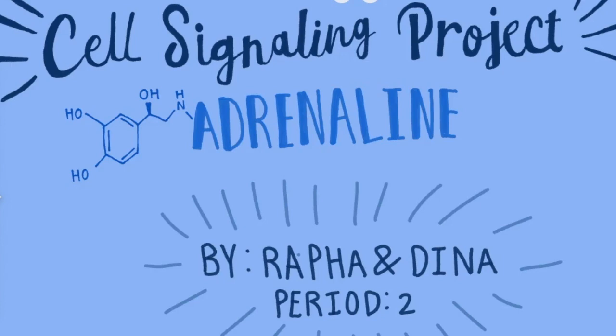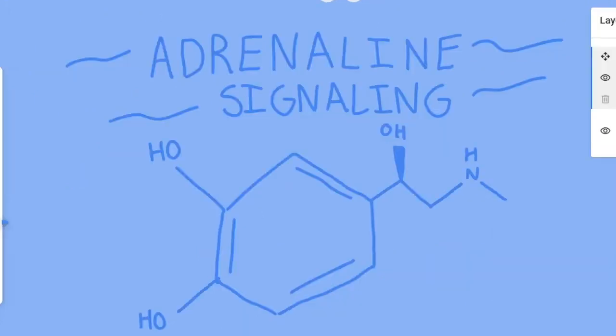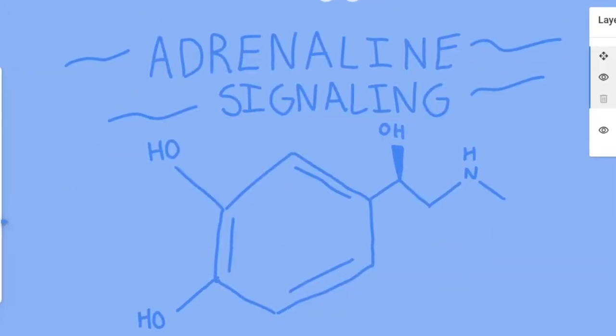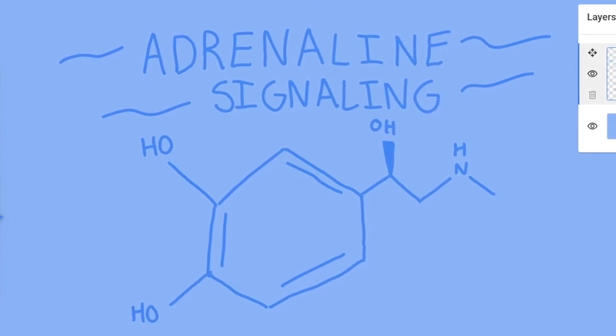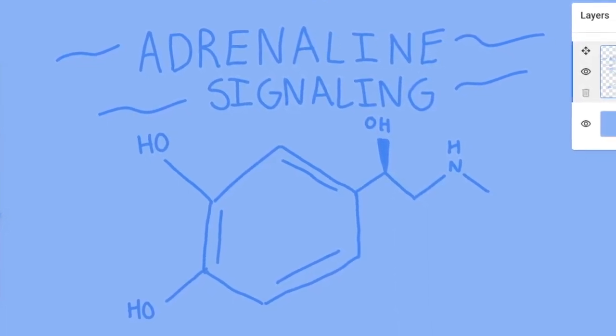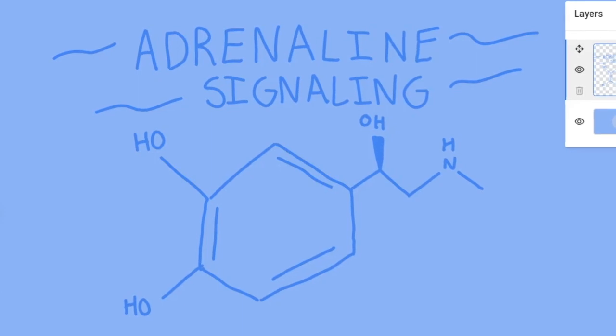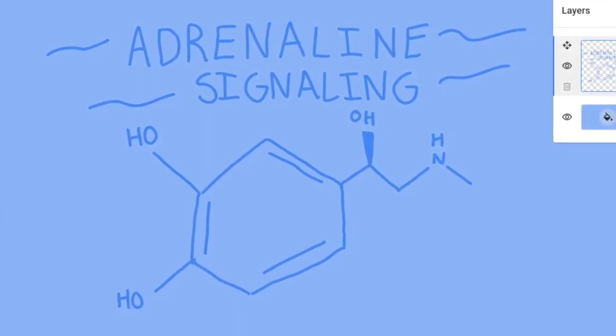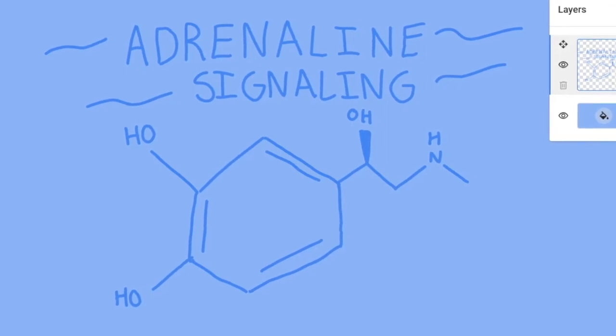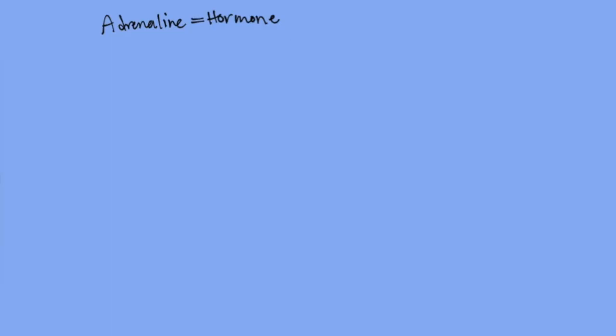This is our cell signaling project where we are going to be covering the signaling pathway of adrenaline. So today we're going to explain the signaling pathway of adrenaline. Adrenaline is an efficient messenger that signals through many cell types throughout the body. This includes lungs, heart, and muscle cells. In this video, we will be focusing on how adrenaline signaling causes our fight or flight response.